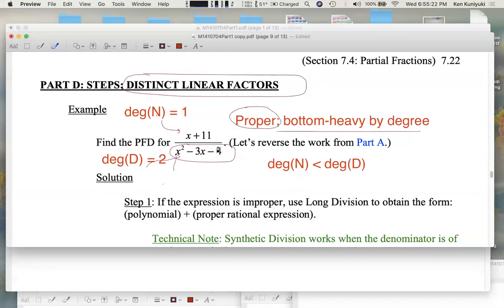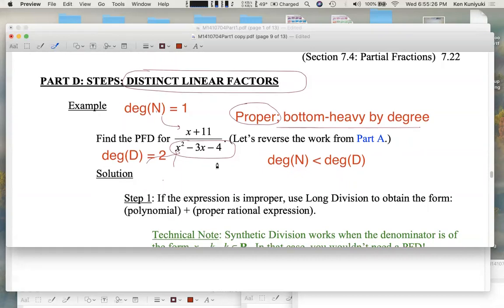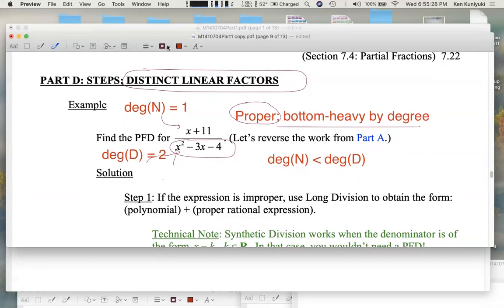Of course, polynomial over polynomial. It's rational, right? And we're very happy it's proper because, see, here's the thing. If the expression were improper, we'd have to use long division. And of course, we'd like to try to avoid having to do that. We would usually not use synthetic division because the denominator tends to be complicated. Synthetic division was more for simple denominators. Anyway, we have a proper rational expression. Good. We do not have to do long division.